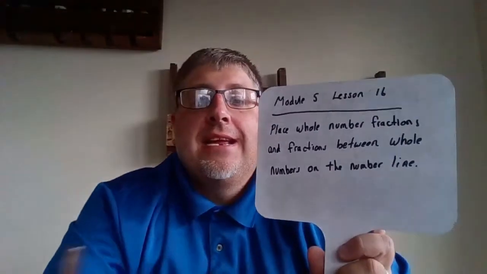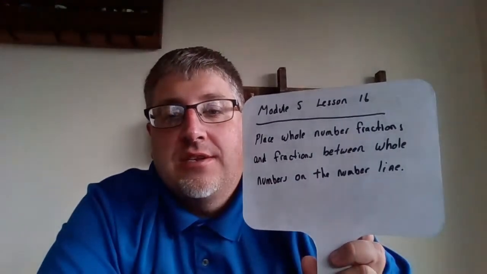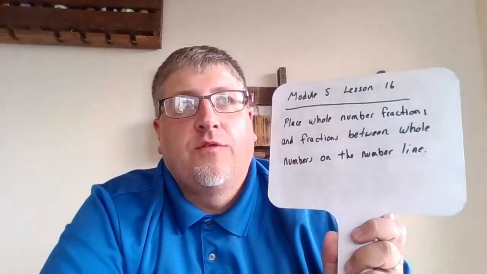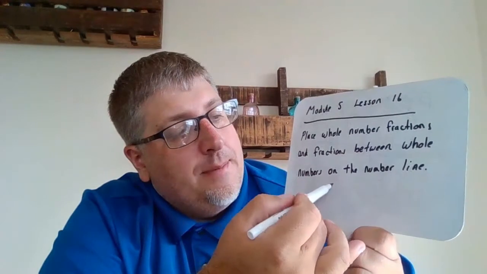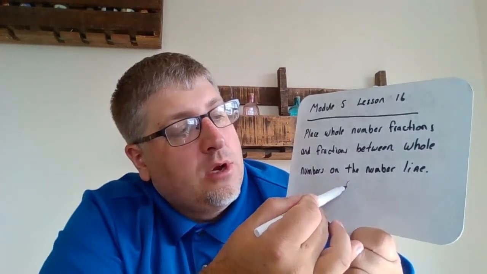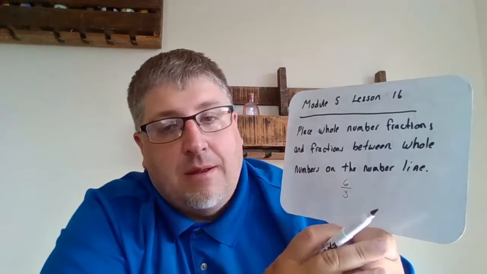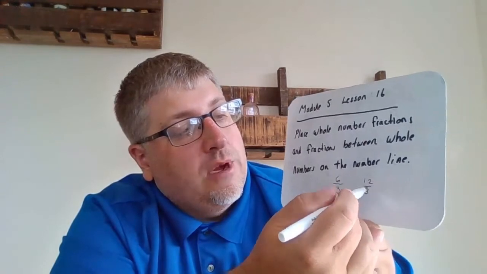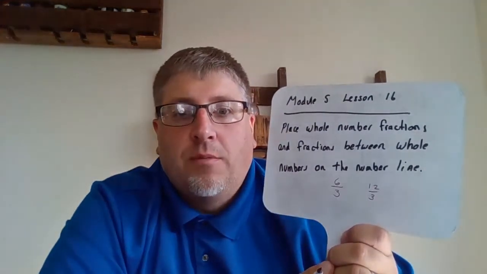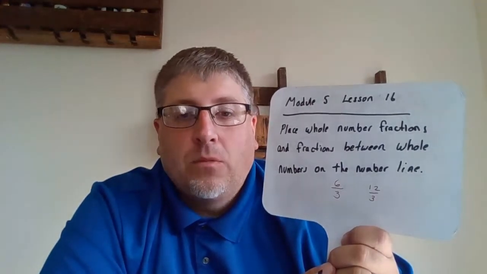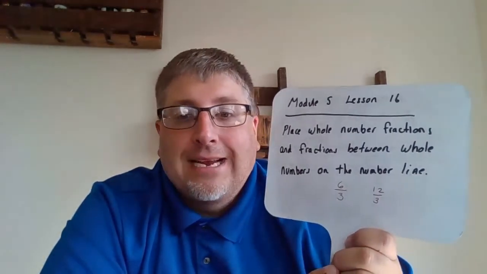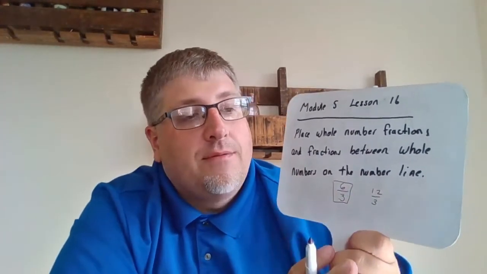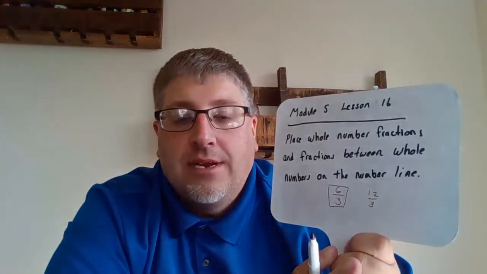Module 5, Lesson 16 states we are going to place whole number fractions and fractions between whole numbers on the number line. Okay, so today we're going to look for those whole number fractions. An example of a whole number fraction would be maybe 6/3 or 12/3. Those are examples of whole number fractions. We're going to look at them, plot them on our number lines, and also box them in whenever we can see where those take place, wherever they are equivalents or where the whole number is involved.